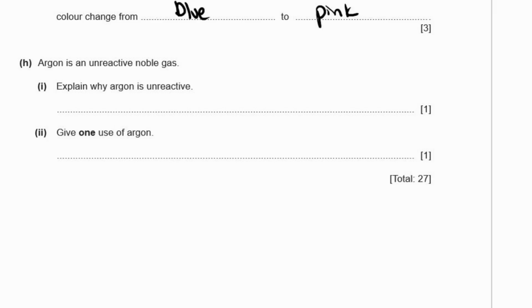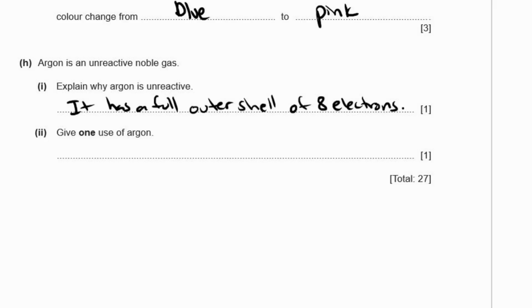H. Argon is an unreactive noble gas. Explain why argon is unreactive. Well, the reason why it's unreactive is it has a full outer shell containing 8 electrons. So it has a full outer shell of 8 electrons. And give one use of argon. Well, argon is used in lamps and bulbs and things like that. It is used in lamps because it won't catch on fire with a very high heat.